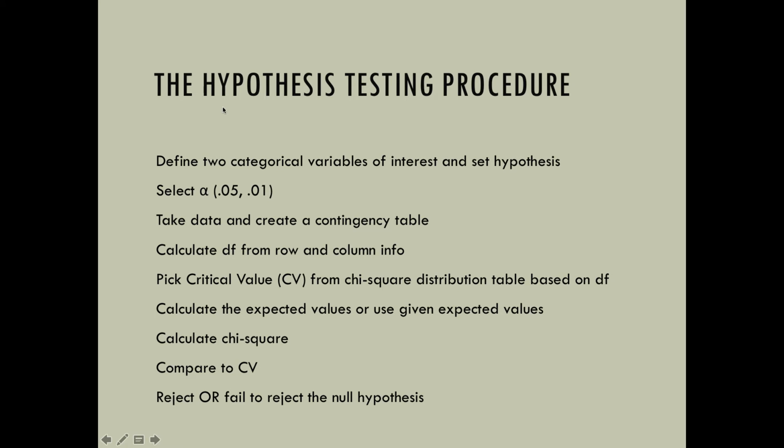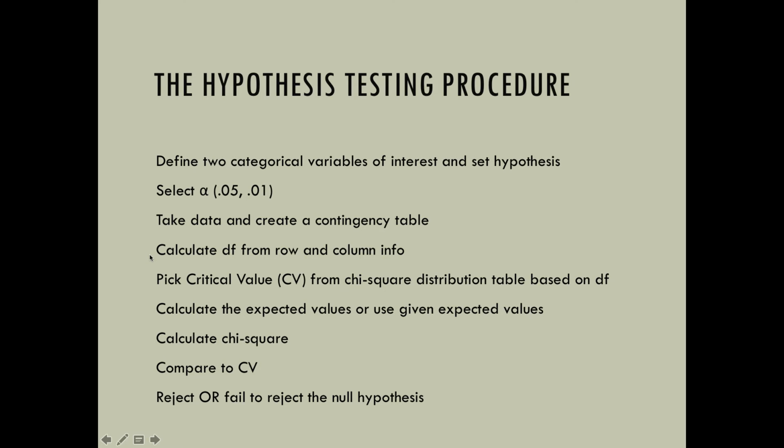So again, we go to our hypothesis testing procedure, which is all these steps. So we define the two categorical variables and set our hypothesis. We did that on the last slide. Select the alpha level. This class, always 0.05. Then we take the data and make a table, which we did. Well, it was already done.